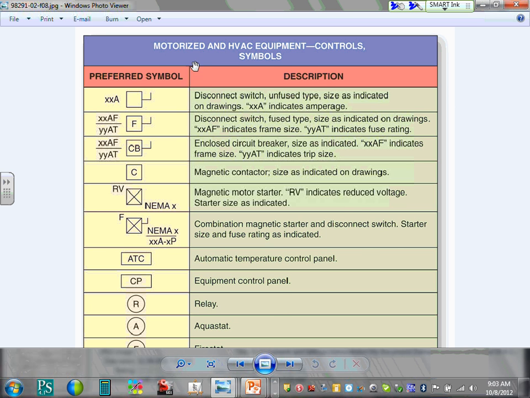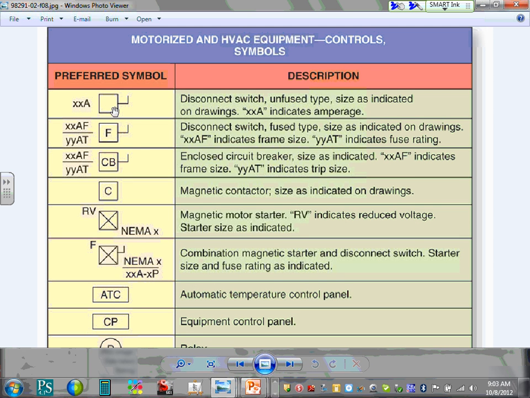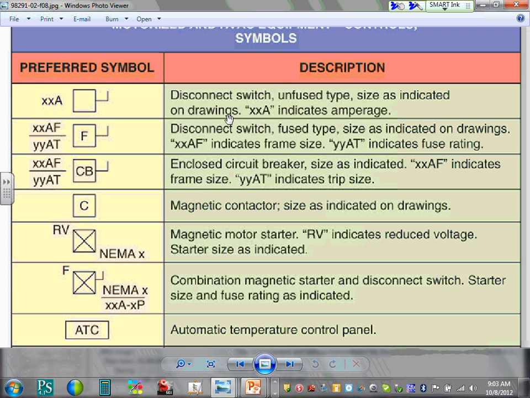Okay, motorized and HVAC equipment. Look at this. I have a disconnect with XX, which indicates the amp rating of that disconnect, size indicated on the drawing, like 50, 60 amp disconnect, right?